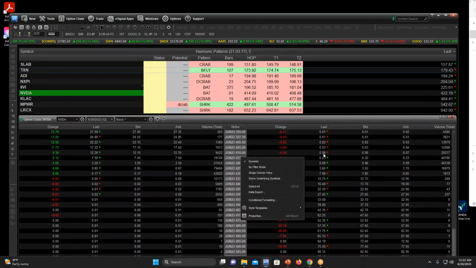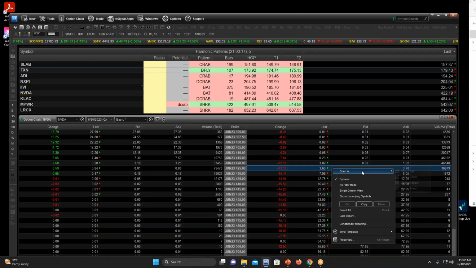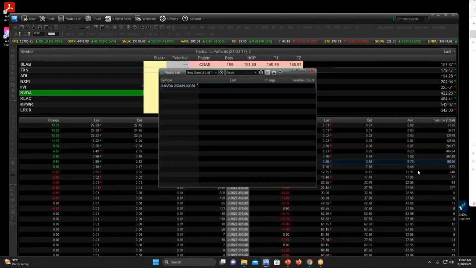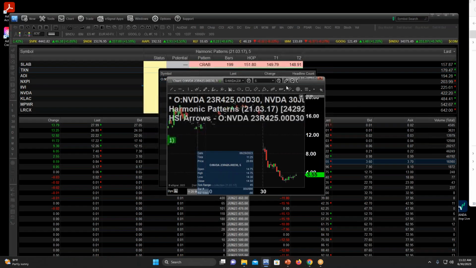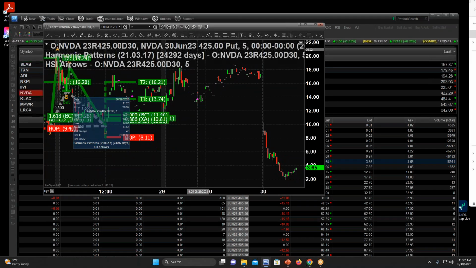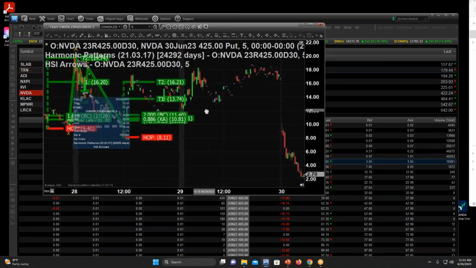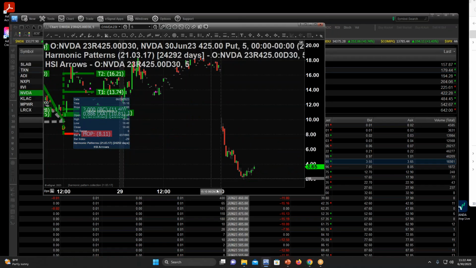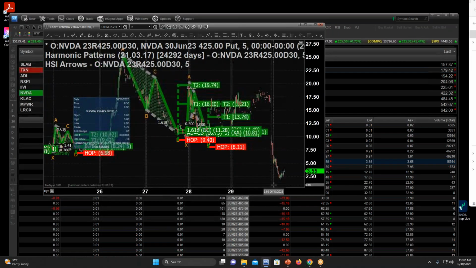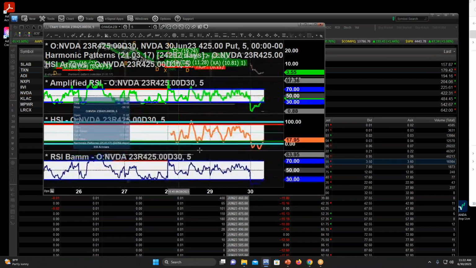Let me see if I can get that. Why can't I get that? There you go, it's a chart. Pete is saying there are put harmonic patterns right now on Nvidia 5-minute. So here are the puts. The 425 puts, 365, 355. No confirmation. No real pattern either.